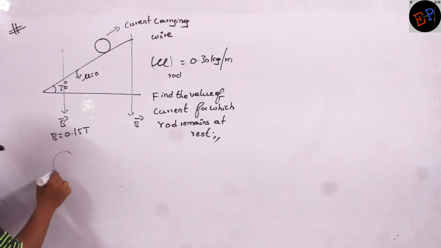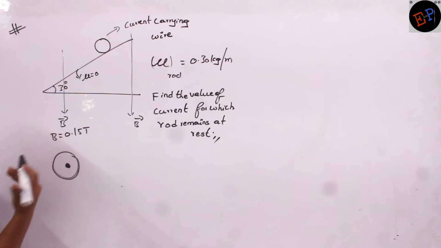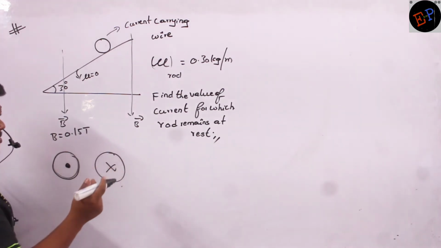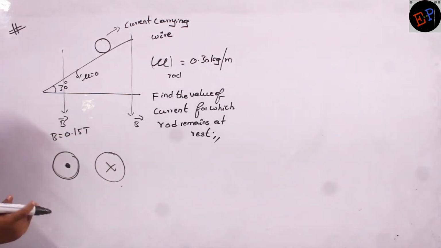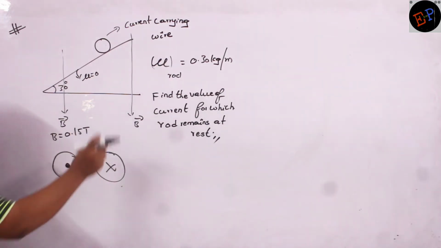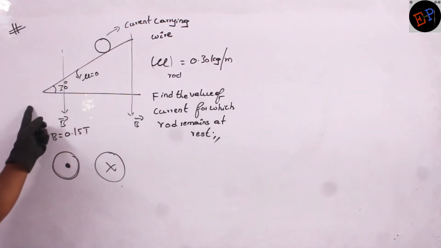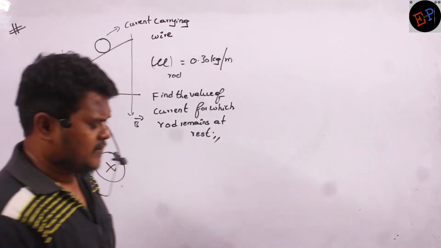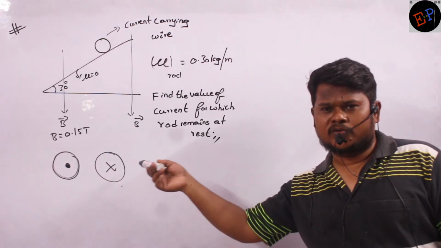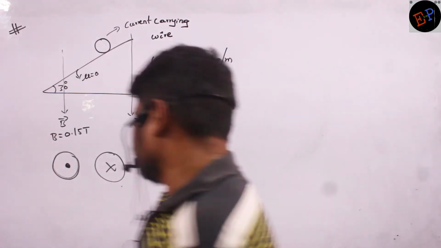If this is the conductor and I draw a dot here, it means that current is coming out of the board. And if I draw a cross, it represents current entering into the board, entering into the conductor. So first of all, I have to find out the direction, then the strength of current. How much current should be passed so that the conductor doesn't slide downwards? Anybody? First of all, say the orientation of current. Is current entering into the conductor or coming out of the conductor? First of all, try to say that.